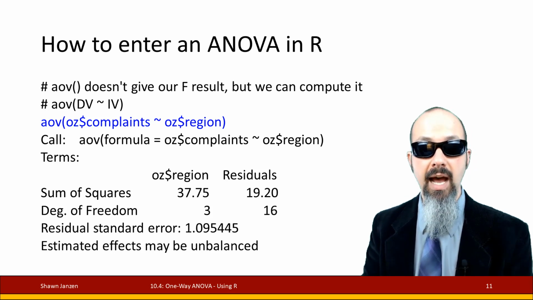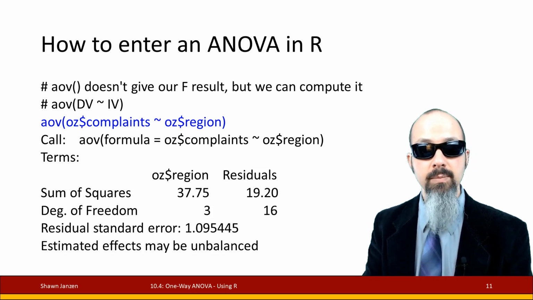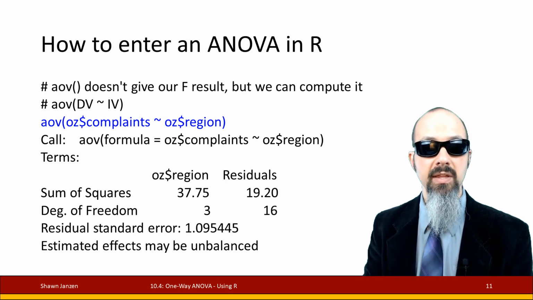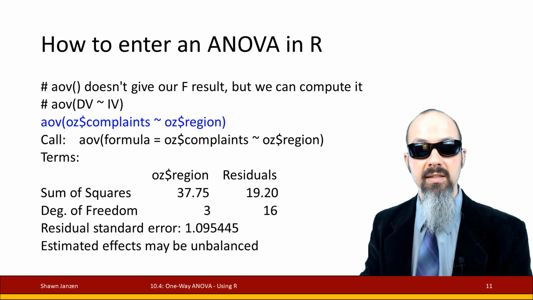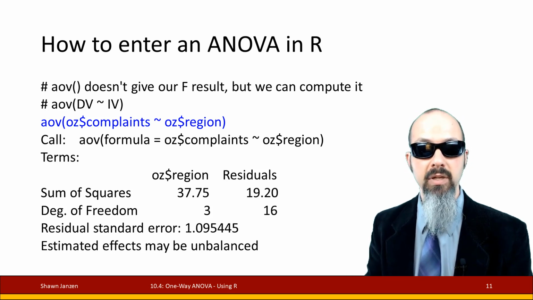Now, where it says Oz $region, that's my between. That's the variation between the group metrics, the sums of squares between, the degrees of freedom between. The residuals is synonymous with within, or error, the stuff that we don't know. So I have the sums of squares within is 19.2 and the degrees of freedom within is 16.